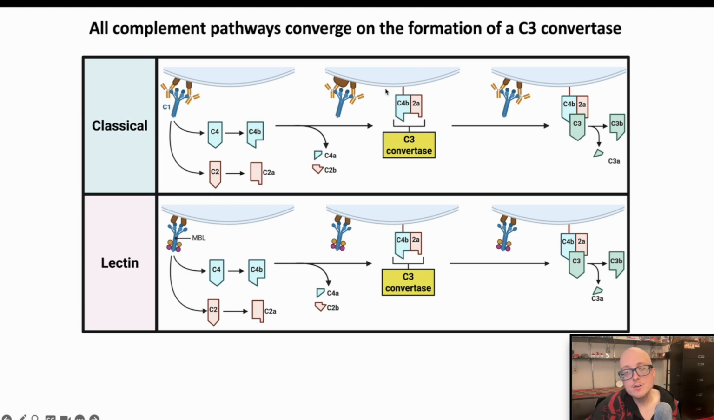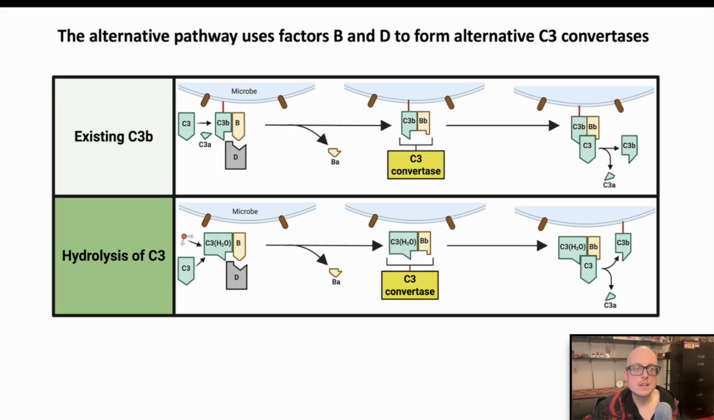And so basically everything that's happening downstream is going to look exactly the same for the classical and the lectin pathways. Okay, so we've made C3b and C3a. Some stuff is going to happen downstream, but now let's back up and talk about how the alternative pathway works. How do we get this same set of reactions occurring in the alternative pathway? It looks quite a bit different.